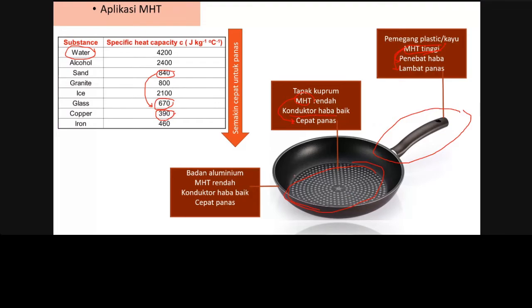Alright, and then kita ada badan dia. Badan is always made of aluminium. Okay, aluminium again is a good heat conductor, cepat panas, di mana muatan haba tentu dia rendah. Right? Okay.